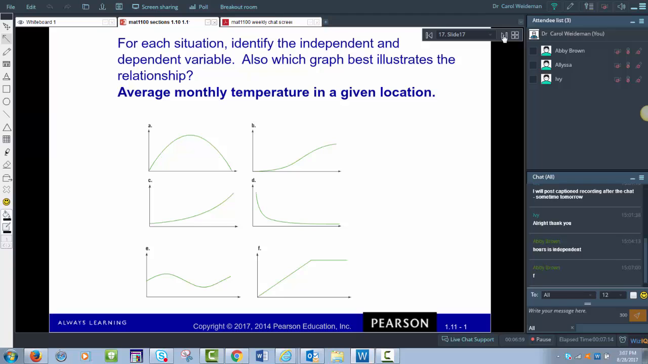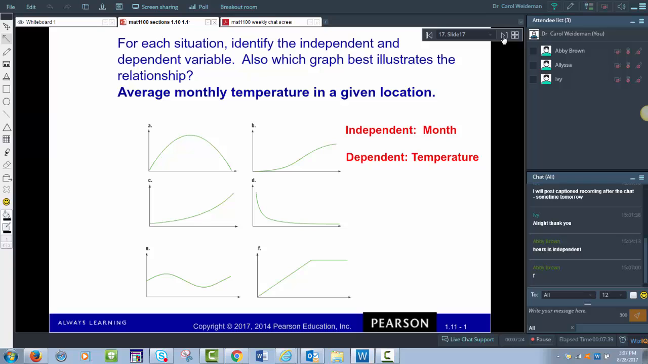The average monthly temperature in a given location. So again, we have a time parameter, and like I said, generally that's going to be the independent variable. So months is independent. What's my dependent variable? What are we looking at here? The relationship between the months of the year and the temperature, right? So the dependent is going to be temperature.